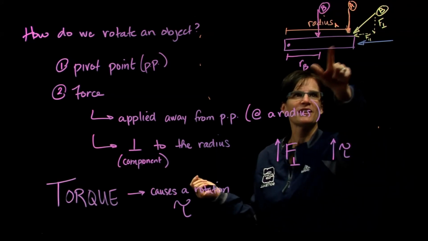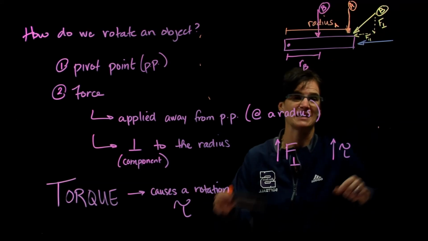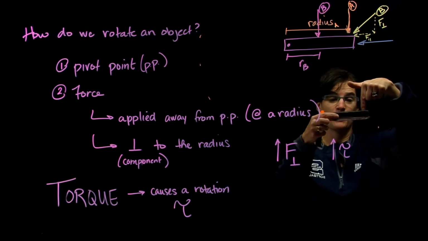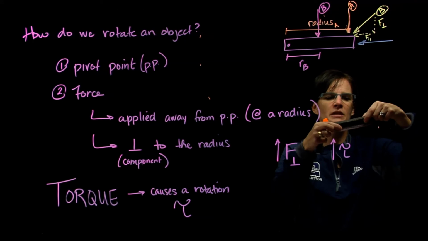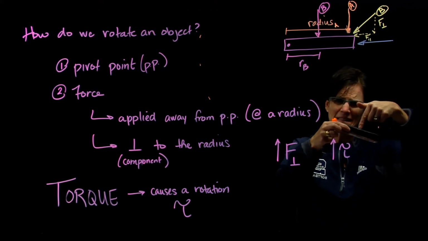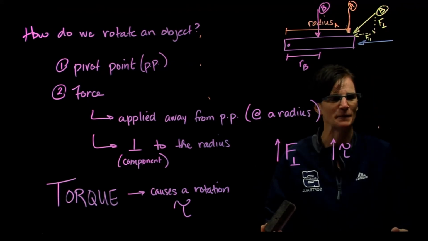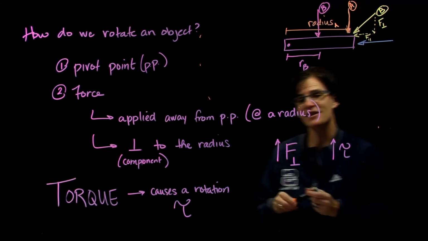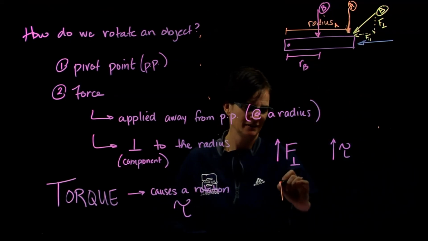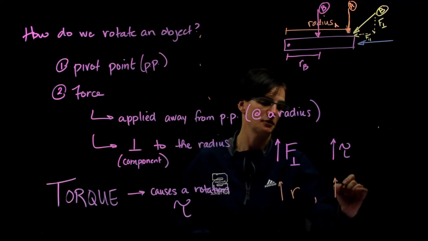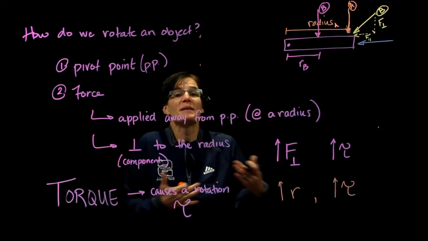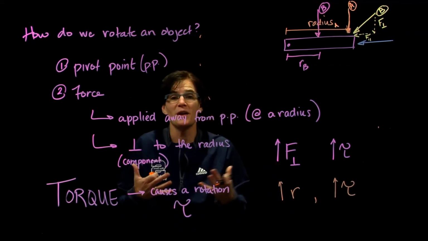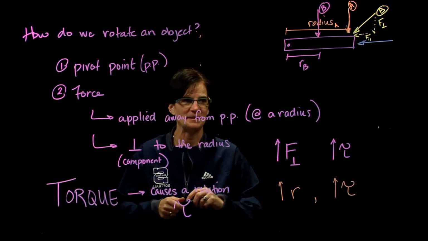Which is going to be more effective, A or B? A is more effective. If I push down on the eraser at point A, I can rotate it pretty much. But if I push down at B, it takes a little bit more for me to rotate. If I increase the radius, I increase the torque. It becomes easier to rotate. I get a bigger torque if I increase the radius.